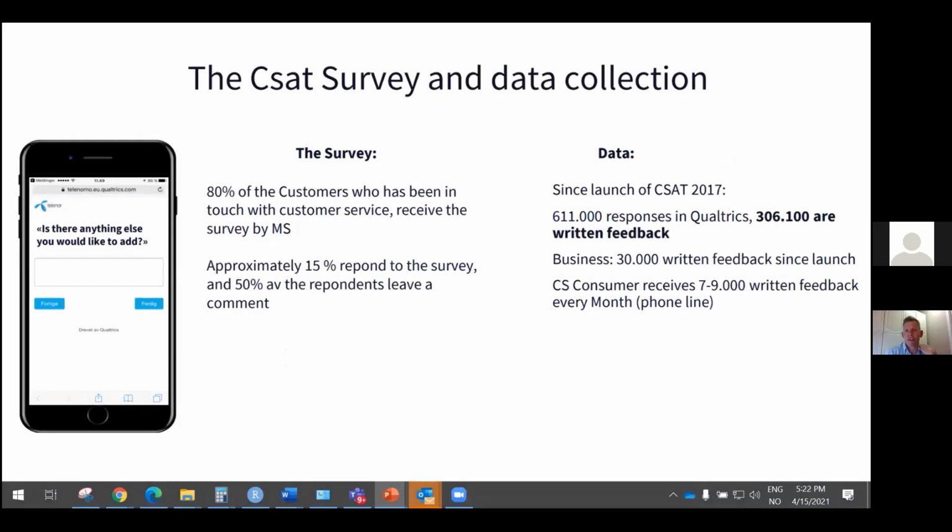So just a couple of words on the data before I move on. I just said that we have this customer survey. 80% of the customers who call us in customer service get this SMS: is there anything else you would like to add other than just scoring us with a number? About 15% of the customers leave a response, and then 50% of those write something. So it's about 7.5% of everybody that calls who leaves a written comment. And we have hundreds of thousands of these comments lying in our systems.